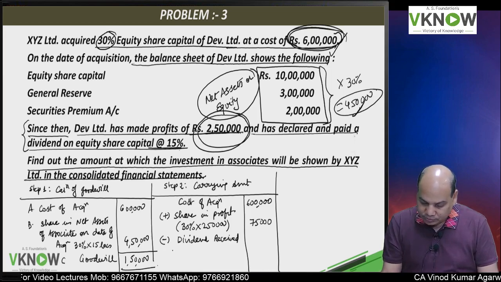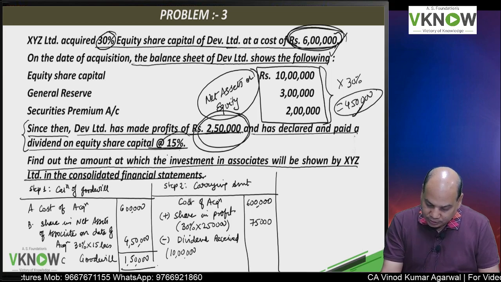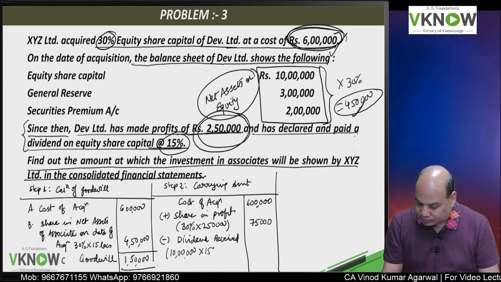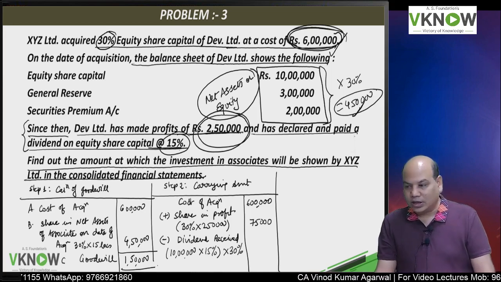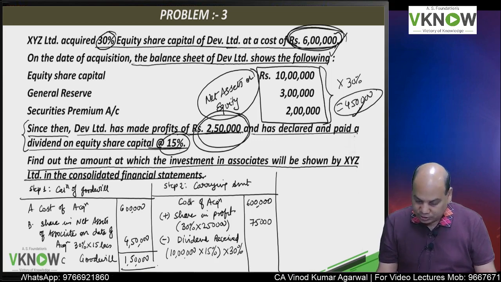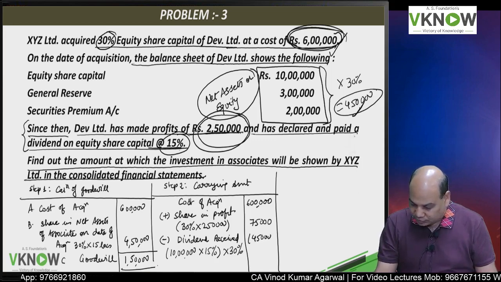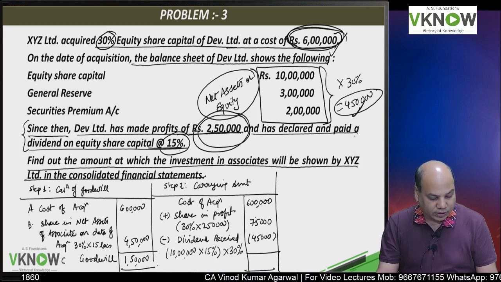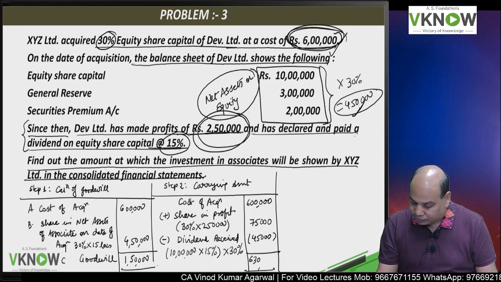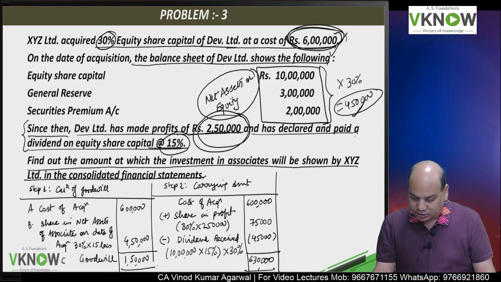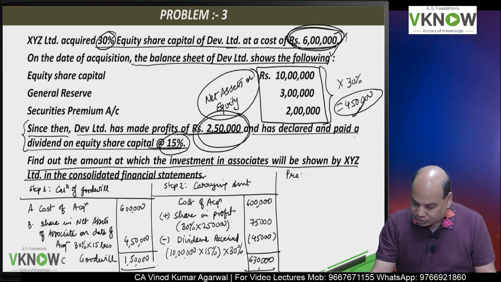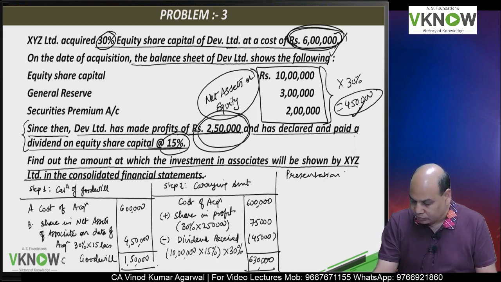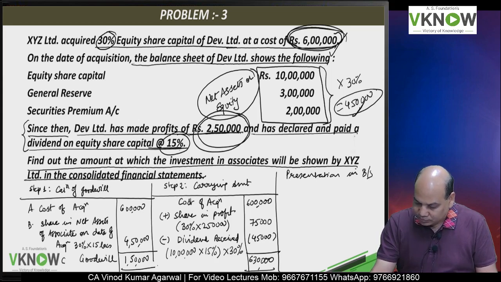Dividend received will be, the total share capital is 10 lakh. Dividend is paid at the rate 15%, and your share in that would be 30%. 10 lakh into 15% into 30%, that is 45,000. And therefore the carrying amount will be 6 lakh plus 75,000 minus 45,000 is 6 lakh 30,000. And then the presentation in balance sheet.